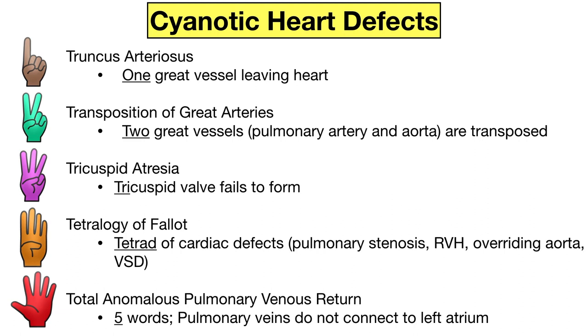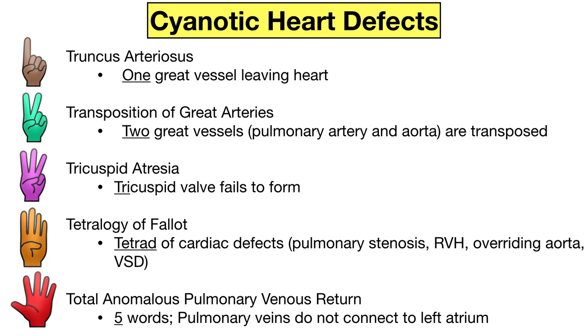They all start with the letter T, and you can count them off on your fingers. Hit pause in the video and try to name all 5 and what their main defect is using the counting method. Use 1 finger to remember Truncus arteriosus, which is 1 great vessel leaving the heart instead of 2. Use 2 fingers and cross them to remember transposition of great arteries, which is when the pulmonary artery and aorta are transposed or reversed. Use 3 fingers to remember tricuspid atresia, which is when the tricuspid valve fails to form.